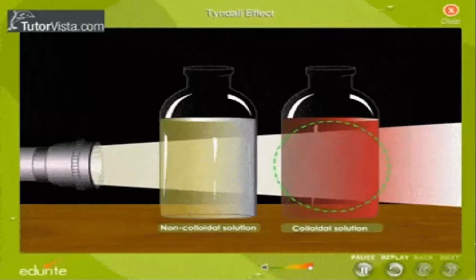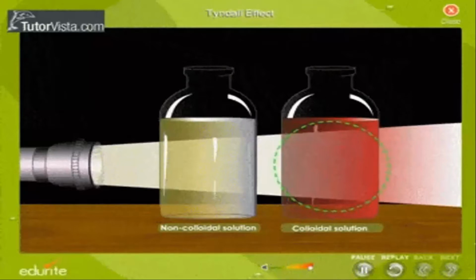So, we're done discussing the solution as part of the homogeneous. Now, let's move on to the two types of heterogeneous. Those are colloid and suspension. So, what makes them heterogeneous?